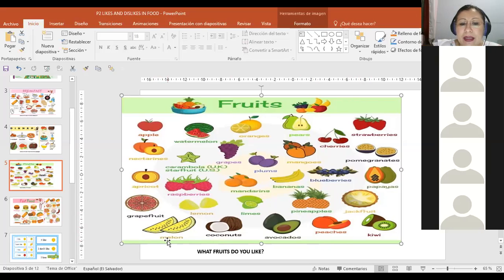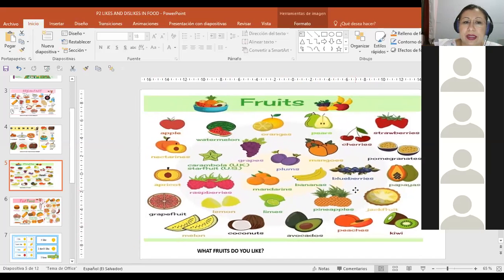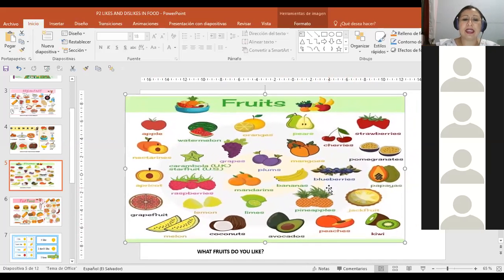Melon. Coconuts. Avocado. Peaches. Kiwi. Okay, so the question is, what fruits do you like? ¿Cuáles frutas te gustan? Okay, so that's the question we are going to discuss later in our breakout room. So let's take the picture and I'll send it to you.